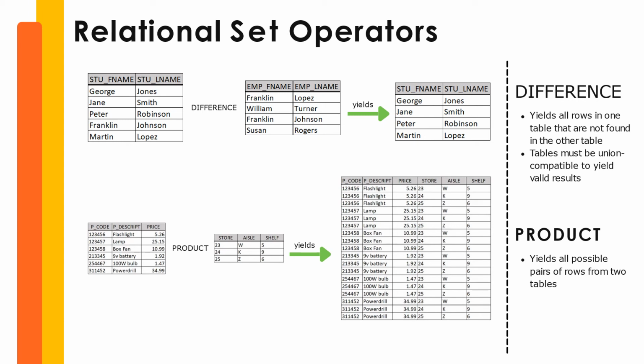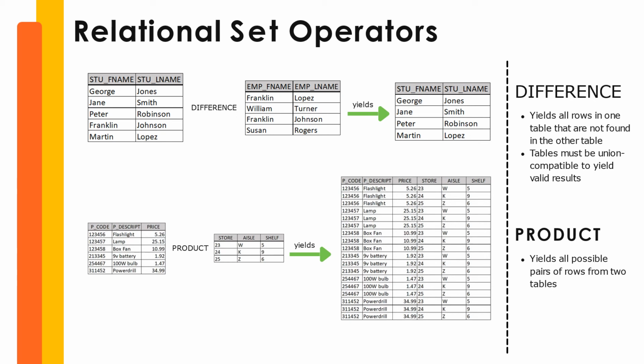The next relational set operators are difference and product. The difference yields all rows in one table that are not found in the other table. The tables must be union compatible to yield valid results. Next is the product, which yields all possible pairs of rows from the two tables.